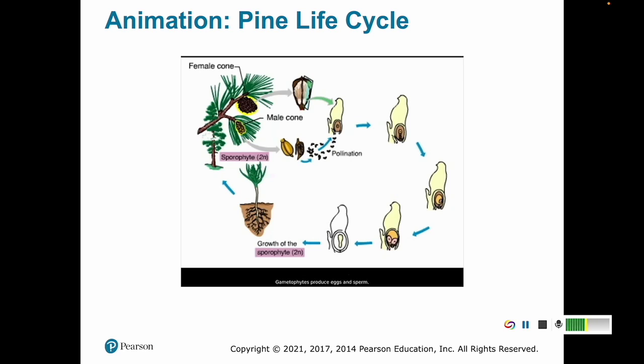Gametophytes produce eggs and sperm. Pollination brings gametophytes together, and an egg is fertilized. The fertilized egg develops into an embryo, protected and nourished within a seed. The seed germinates and grows into an adult sporophyte, completing the pine life cycle.